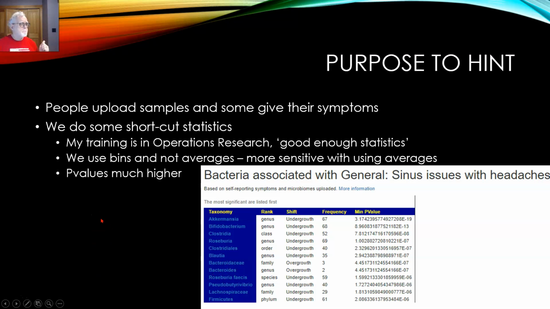Now, the purpose of this is to hint at what bacteria could be involved. Again, we're working on association. We're dealing with probability. We are not doing cause and effect. We are simply saying we have this relationship, and we think that the relationship is in some way causal. Experience from people I've worked with is that it is causal. You reduce a bacteria which is associated with a symptom, and the symptom becomes milder, or in some cases totally disappears.